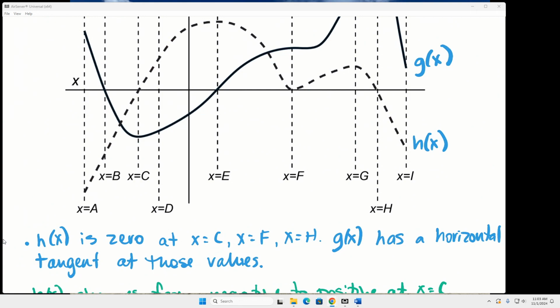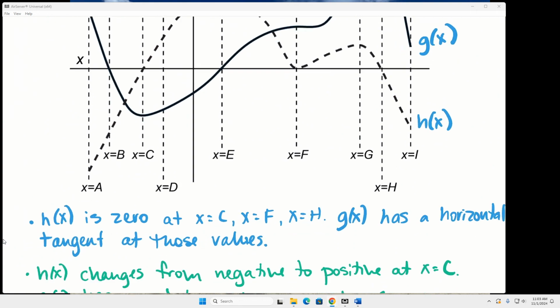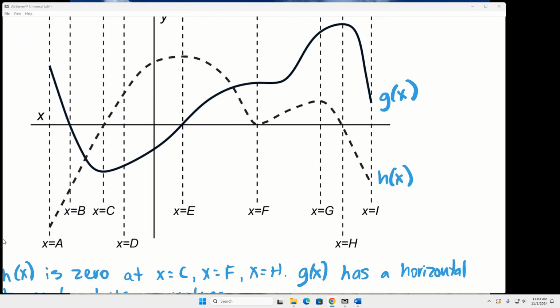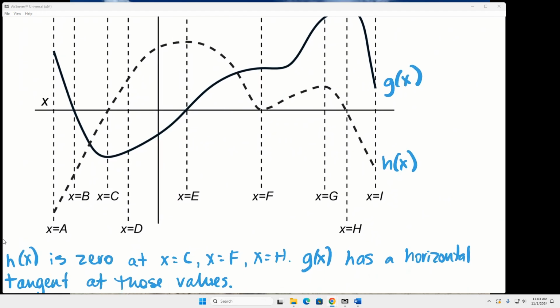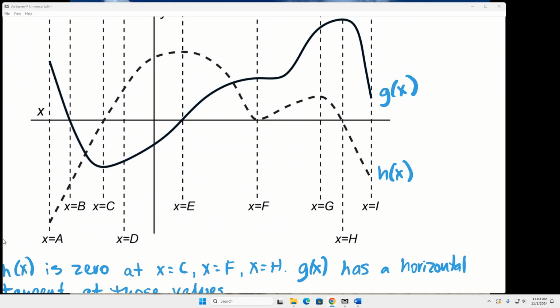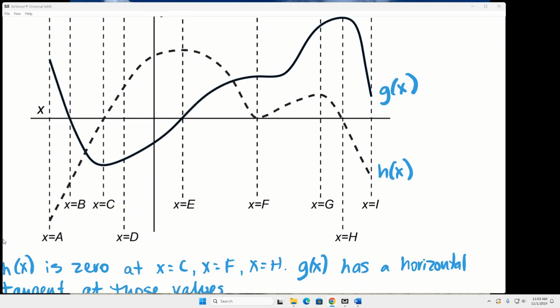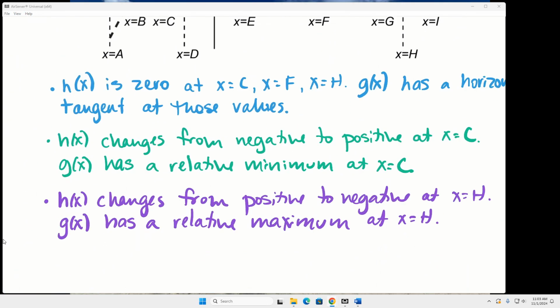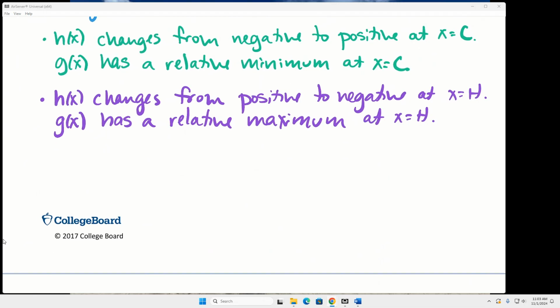Okay, and then can we say something about intervals of increasing and decreasing for g? What do you notice about when g is increasing and the derivative graph? So here g is increasing. What's happening on the derivative graph? It is positive, graphed above the x-axis. So let's make some statements about that.